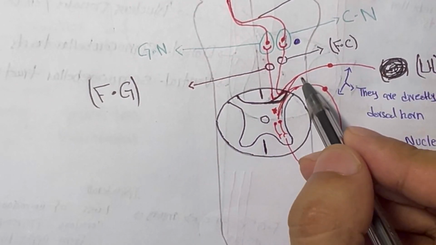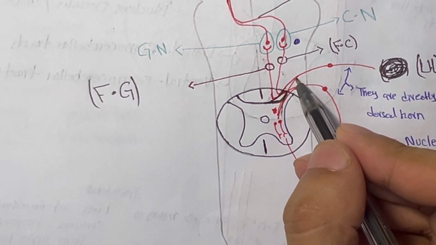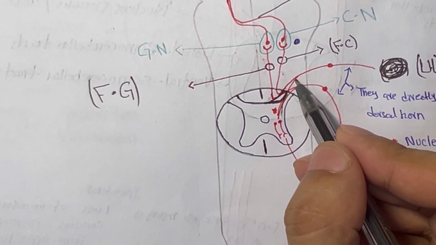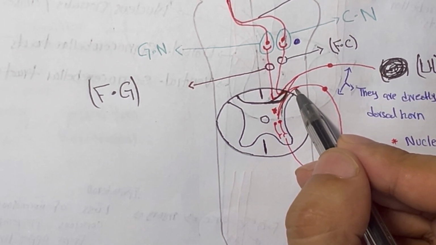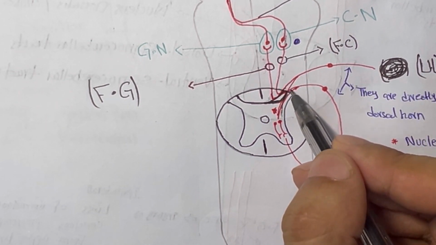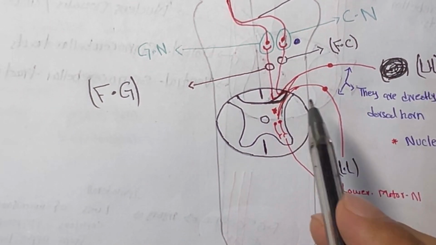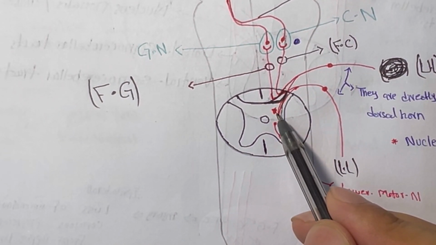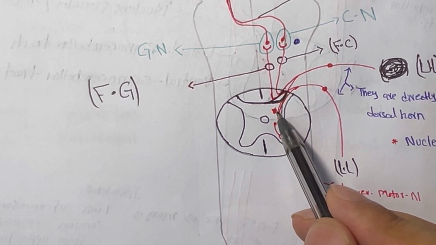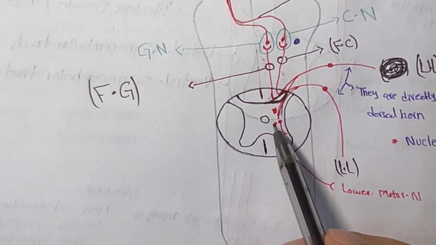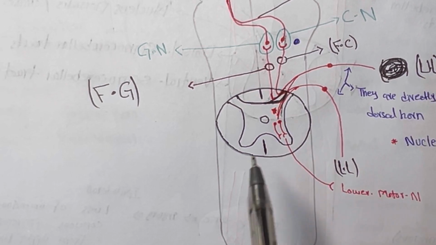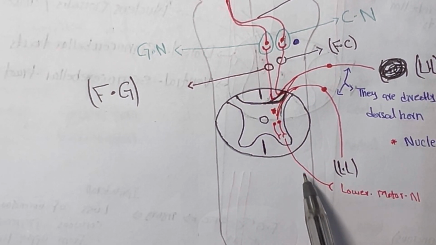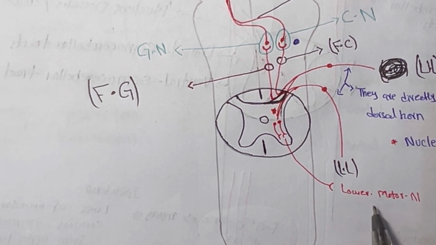Some certain fibers go downward, like this. This is the fasciculus cuneatus, and this one is the fasciculus gracilis. From there, certain fibers go downward, and in here is this nucleus. This nucleus is called nucleus proprius. From the nucleus proprius, fibers go downwards and go to the lower motor neuron.